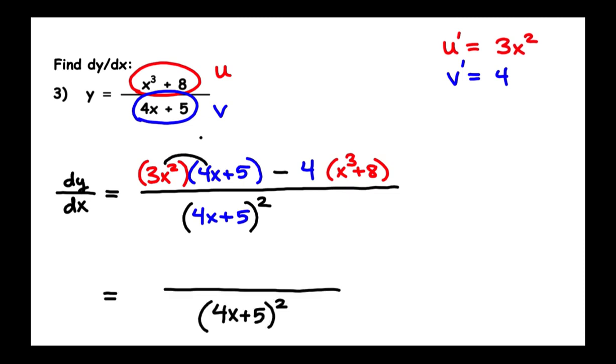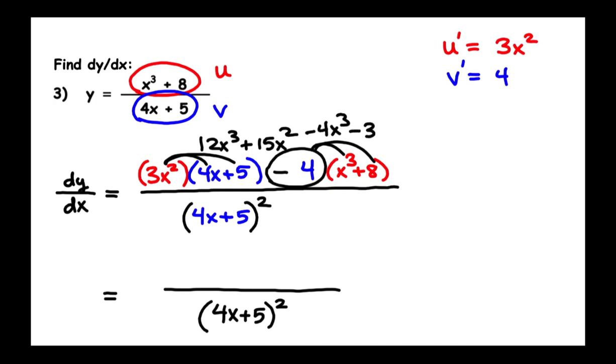It's going to be 12x to the third plus 15x squared. I like to treat this minus 4 as a negative 4 distributing through. Just easier and more seamless. So it's going to be minus 4x to the third minus 32. Both of them get the negative, not just the first one.